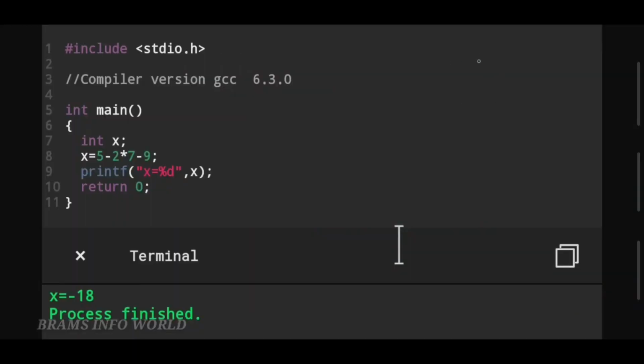This is a third example. In this example, you can observe 5 minus 2 star minus 7. Star is evaluated first, then left to right associativity, and right to left associativity comes in this case, and ultimately the result is minus 18.